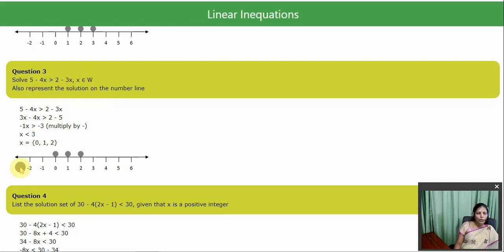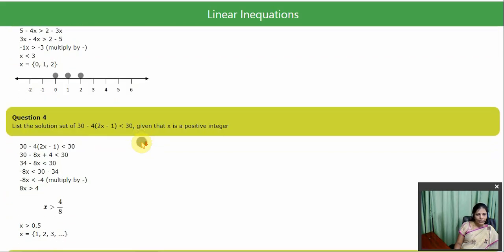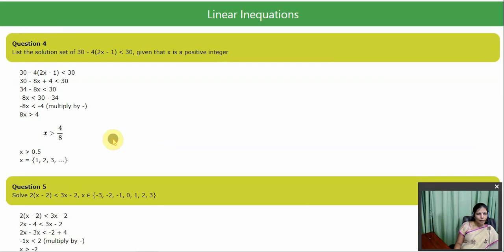Now the same we need to represent on the number line. So the 0, 1, 2 I have represented on the number line. I have plotted and I have shown here. Clear? Right. Now we will go to the next sum. Now the next sum, list the solution set of 30 minus 4 into 2x minus 1 less than 30, given that x is a positive integer.